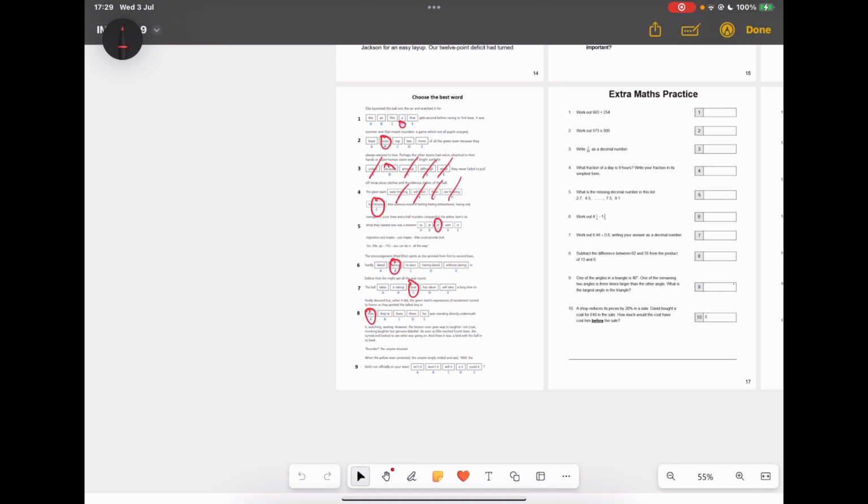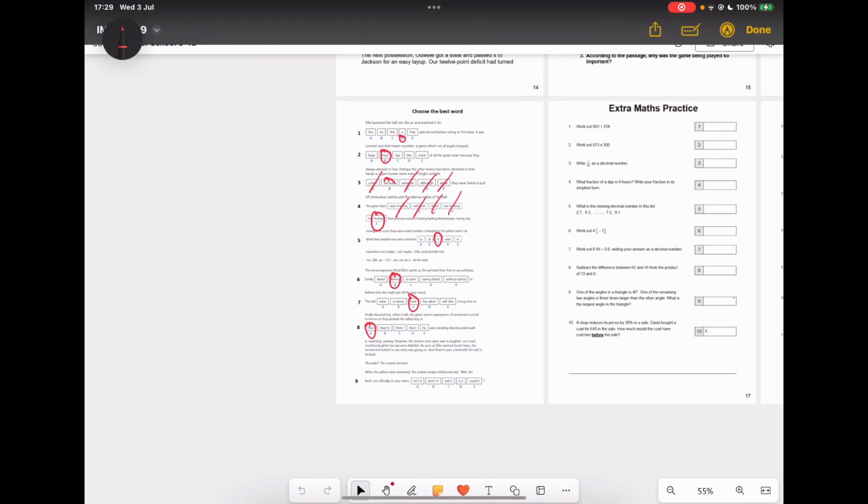However, the tension soon gave way to laughter, not cruel, mocking laughter, but genuine disbelief. As soon as Ellie reached fourth base, she turned and looked to see what was going on. There it was, a bird with the ball in its beak. Round her, the umpire shouted. When the yellow team protested, the umpire simply smiled and said, "Well, the bird's not officially on your team, is it?" Question mark. And that is proofreading.